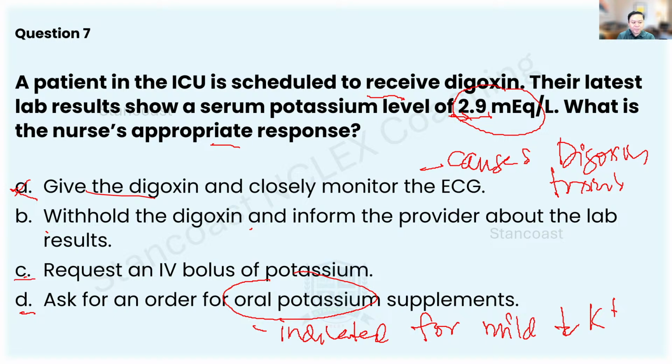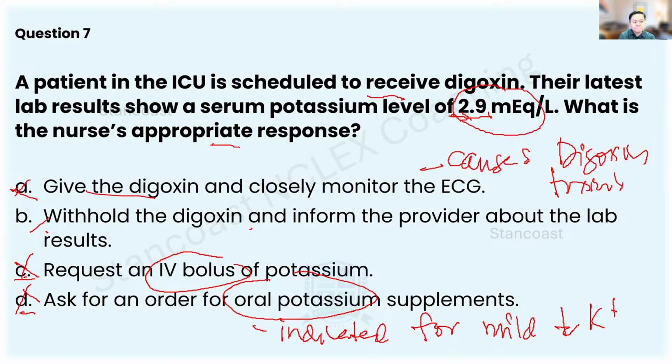What about letter C? Request an IV bolus of potassium. This is incorrect. Never administer an IV bolus. What you should do instead is to withhold the digoxin dose, and you're going to notify the medical provider about the hypokalemia. This is the safest nursing action, as we know that digoxin can lead to dig toxicity if there is hypokalemia. So make sure that they are aware of that. And hopefully the medical provider, once they are informed, is going to order IV potassium chloride replacement first before you give the digoxin.